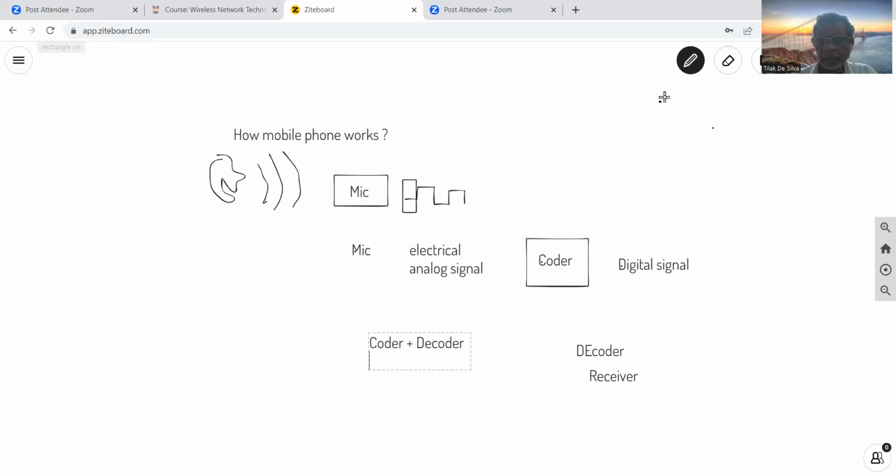And coder and decoder, here coder, here decoder. From the coder, I take COD, and from the decoder, I take the DEC. So this is called a codec. So your mobile phone has a codec. The codec will convert the electrical analog signal to digital signal as well as the digital signal to electrical analog signal. These parts are there.